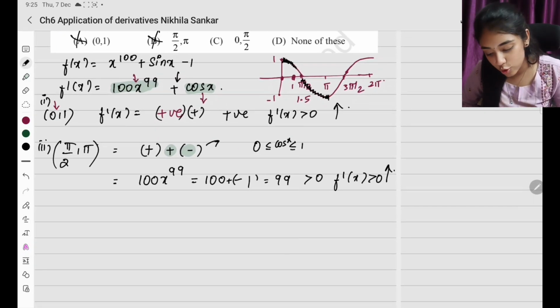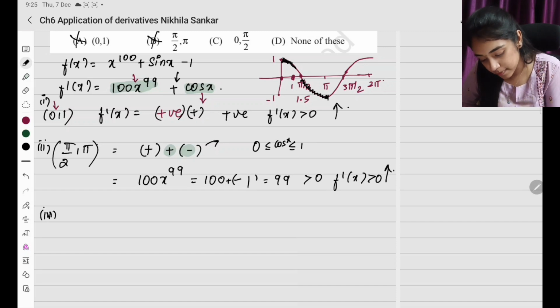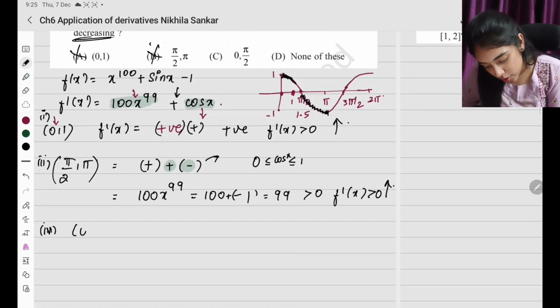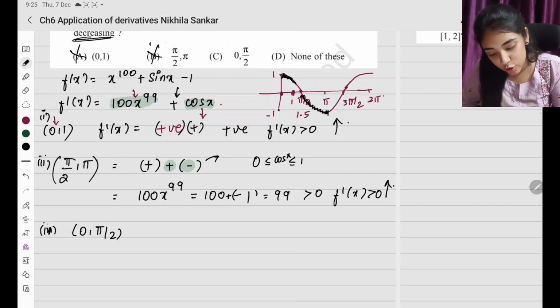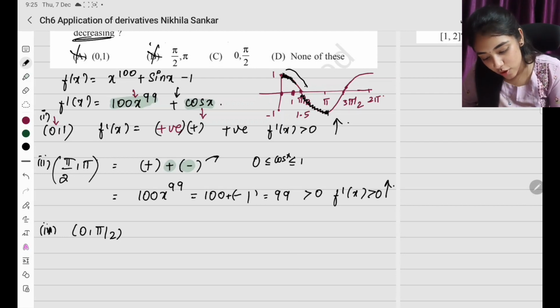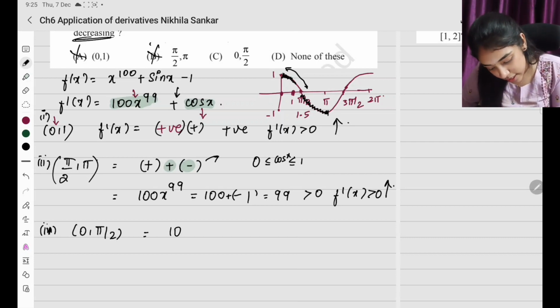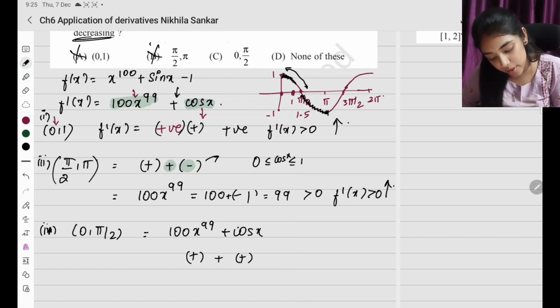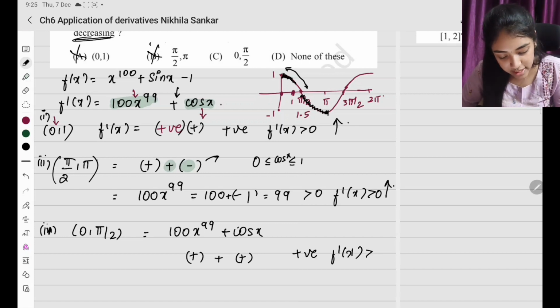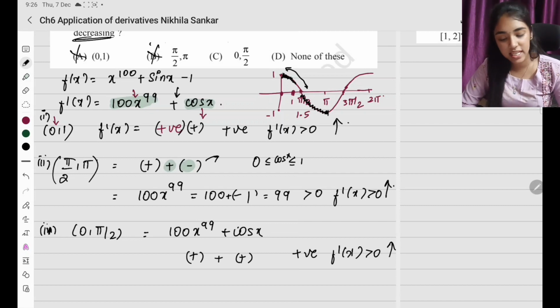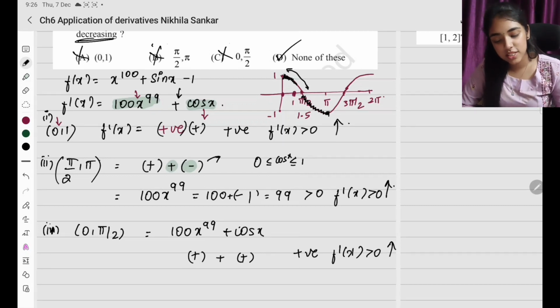So from 0 to pi by 2, option 3. Again I see that the values are all in the upper half, which is going to be positive. So 100 times x to the 99 plus cos x: this is a positive value, this is a positive value, and overall it is going to be positive. F dash of x is greater than 0, which means the function is increasing. So this is also not the right option. This is going to be none of these.